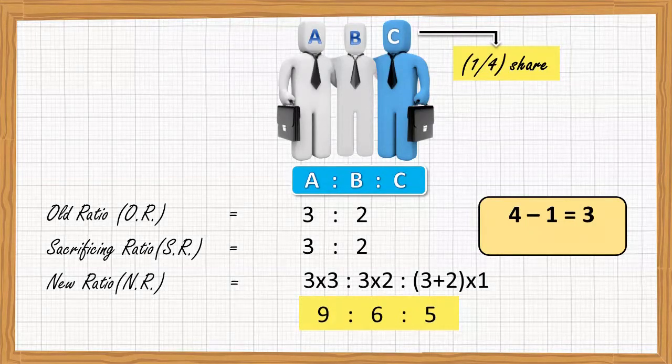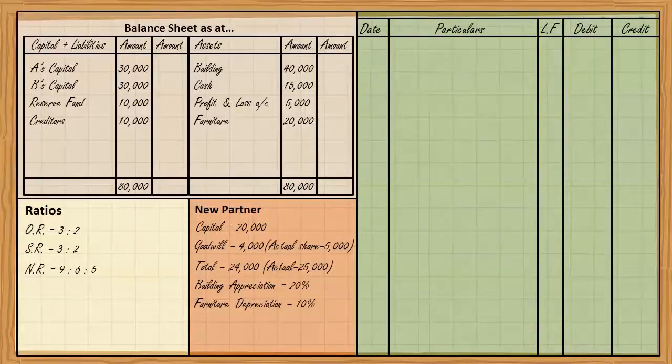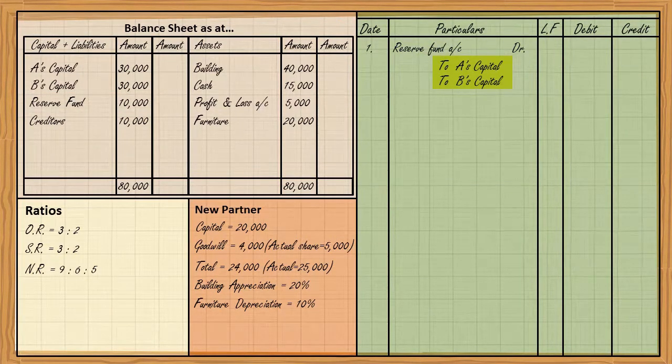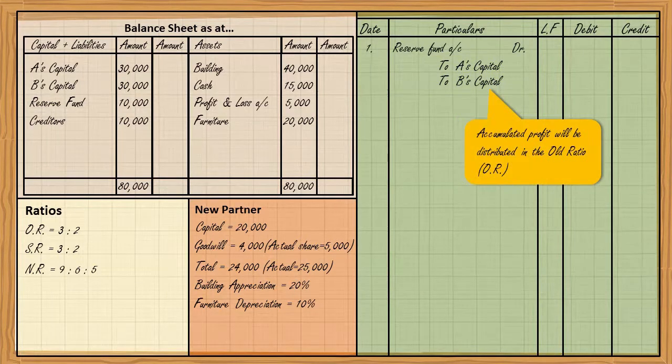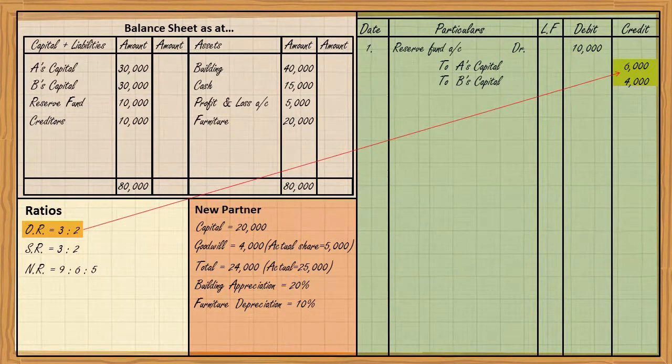So after setting the ratio, we'll start journal entries. First of all, we have to distribute accumulated profits. Is there any accumulated profit? Yes. On the liability side, there is a reserve fund, rupees 10,000. So the journal entry will be reserve fund account debit to A's capital, to B's capital. These accumulated profits are always distributed in the old ratio, among the old partners. So the amounts will be 10,000, 6,000 and 4,000.